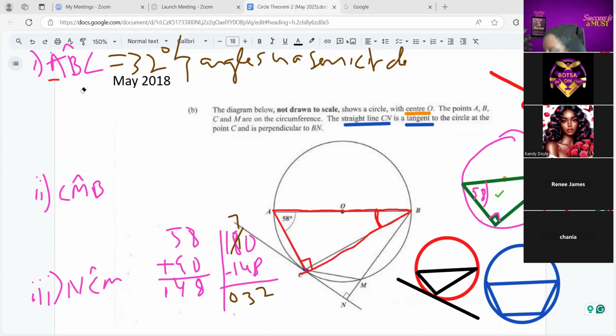Anytime you find something in these diagrams, you can also put it here as well because it may come in handy, because remember we still have two angles to find. So that could help you find the other angle. So everything you know or you find, put it in the diagram.